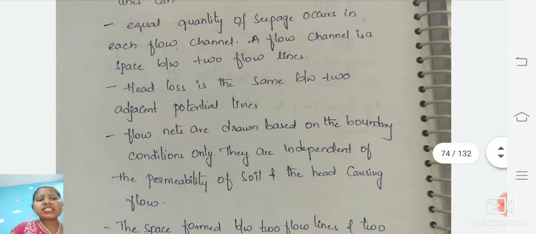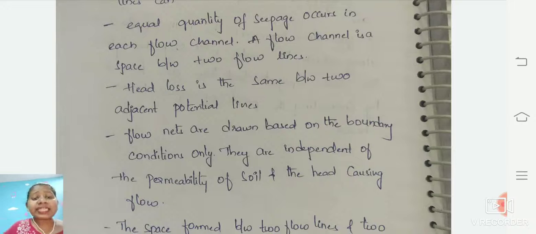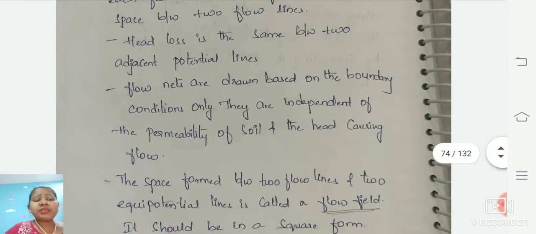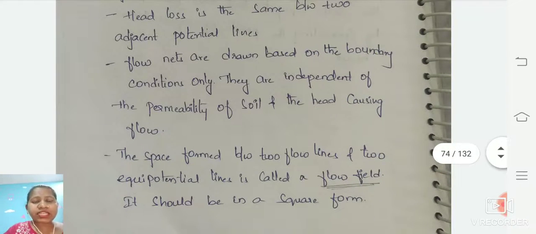And the next is the permeability, that means the water which is getting permeability here is an independent one. And the space between the two flow lines and the two equipotential lines, we call them as flow field. This is a flow field for a 2 marks question.